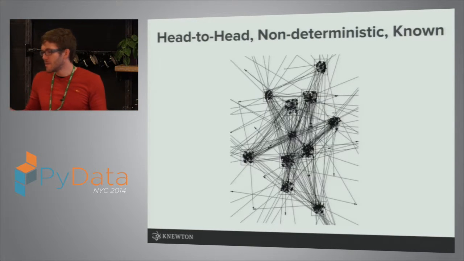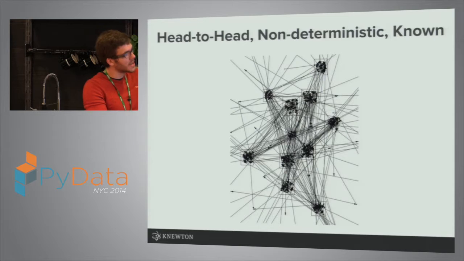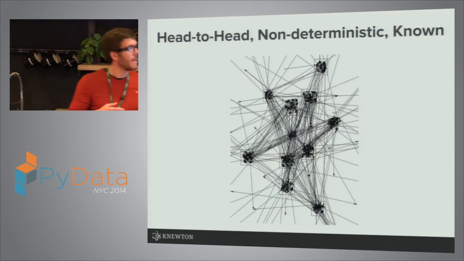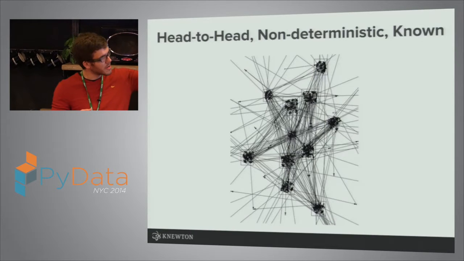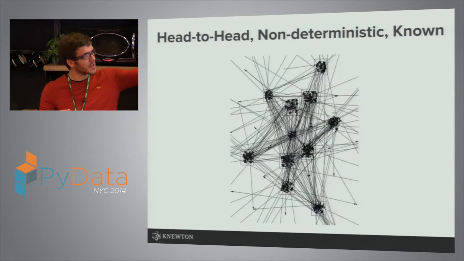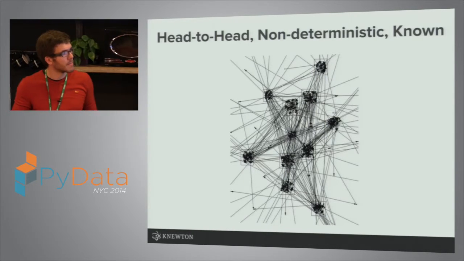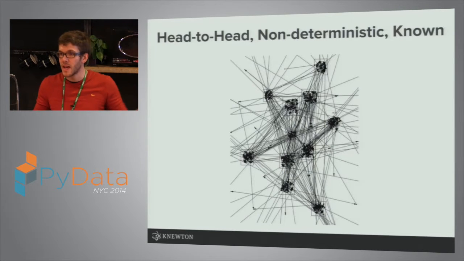But anyway, if you take everybody, all of the FBS from 2013, and you plot all these teams. So here, winners are pointing at losers, and I've sort of clustered them by FBS.